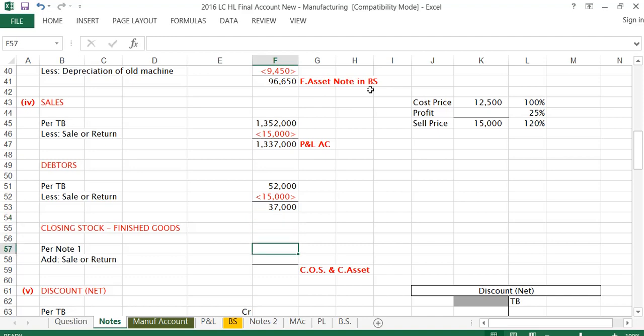And because we have not sold these goods, they shouldn't have been taken out of stock, so we have to add them back into stock, and stock is always valued at the lower of cost price and selling price, which is usually the cost price, and it's the cost price in this case. So the closing stock of finished goods per note 1 is 77,600, and I'm going to have to add back in the cost of the goods for sale or return of 12,500, which will leave me with 90,100. And closing stock of finished goods goes in cost of sales in the P&L, and it's a current asset in the balance sheet.